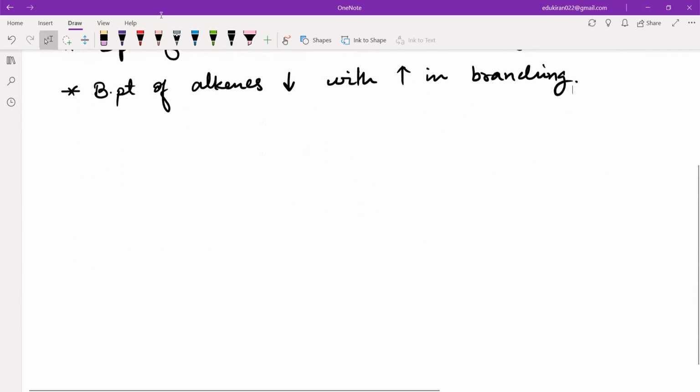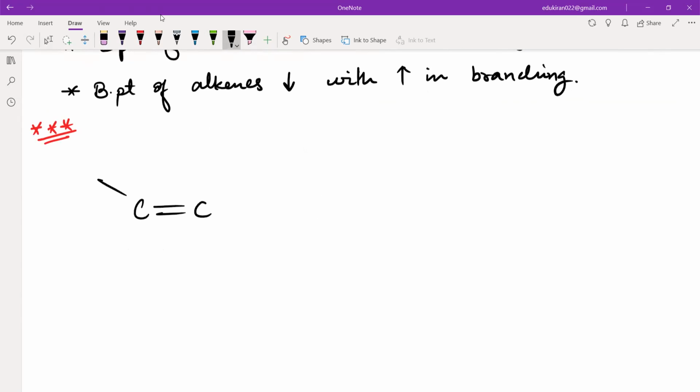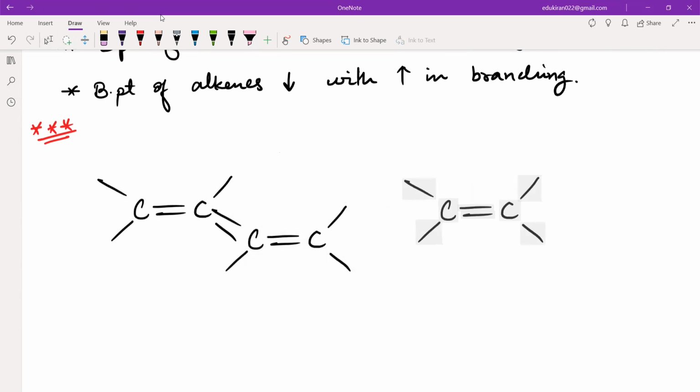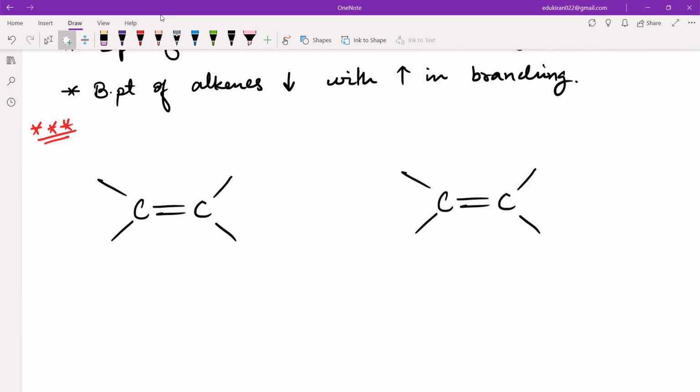Now, we have to compare. The most important point here is the comparison of the boiling points of cis alkene and trans alkene. So let us look at the cis alkene and trans alkene. We'll have C double bond C, and similarly here also C double bond C. Let us say you have R1, R2, hydrogen, hydrogen. Here we have hydrogen, and here we have R1 and R2.